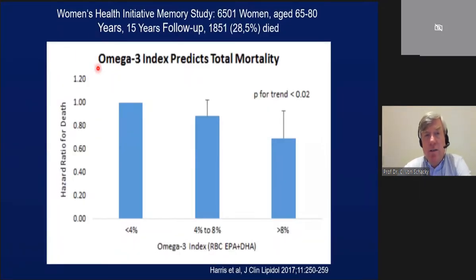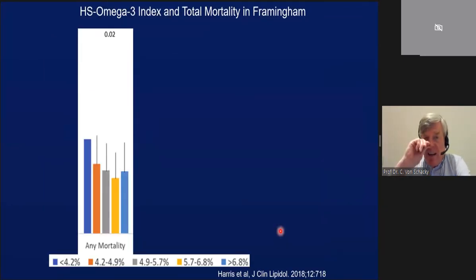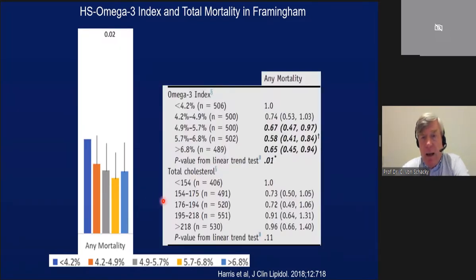We have identical results from the US, from the Women's Health Initiative memory study. Same picture, same figures. And we also have very similar results from the Framingham study, demonstrating that with a low omega-3 index, total mortality is much higher than with a high omega-3 index. And again, the figure tells you it's 2/3. If you compare the relevance of the omega-3 index to cholesterol, an established risk factor, then cholesterol is not informative.